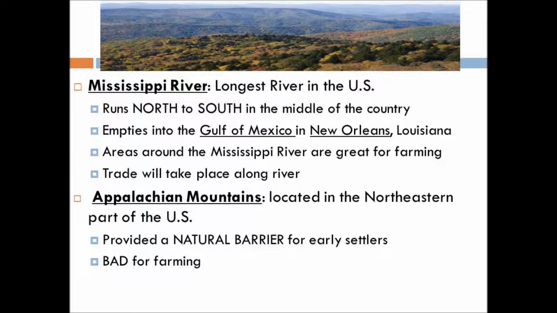The Appalachian Mountains are located in the northeastern part of the United States. They provided a natural barrier for early settlers. They were not good for farming, so living in the Appalachian Mountain area or near it, you weren't going to be able to yield a good crop, and that's how most of these early settlers survived. So a lot of people did not live in the Appalachian Mountains.